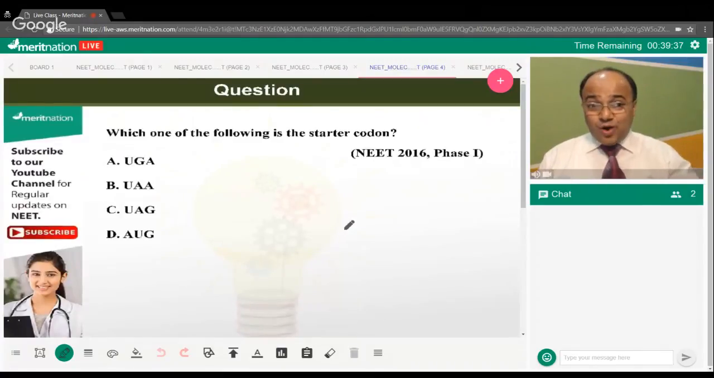And let us move on to the next question, which is also pretty simple. Which one of the following is the starter codon? I guess everyone knows the answer for this.